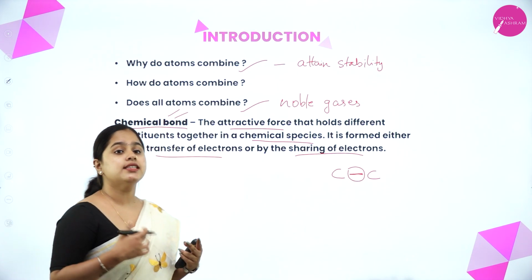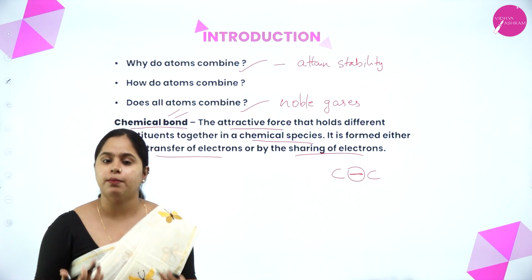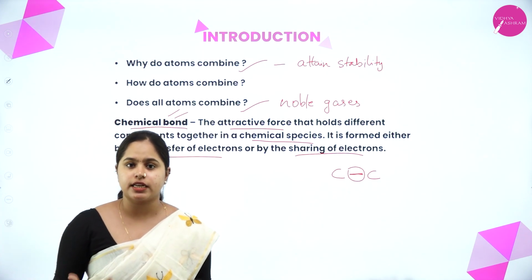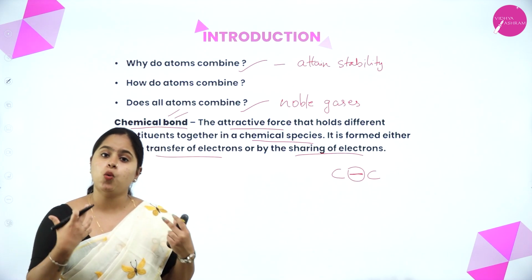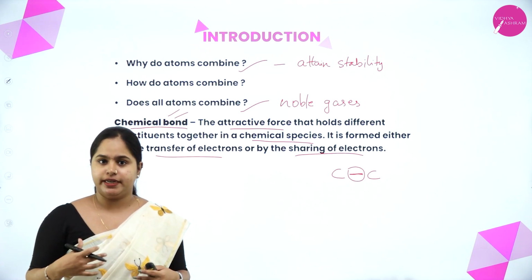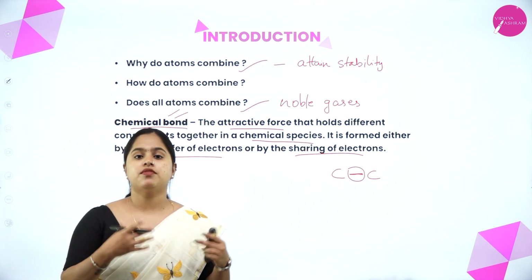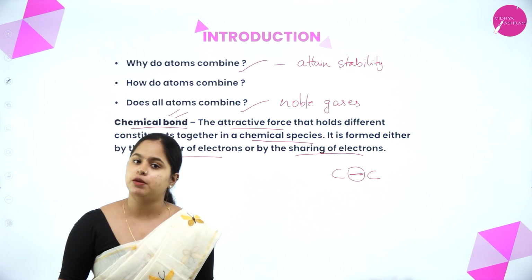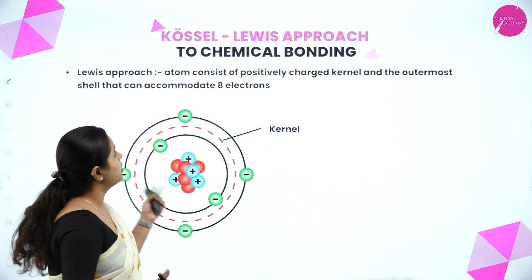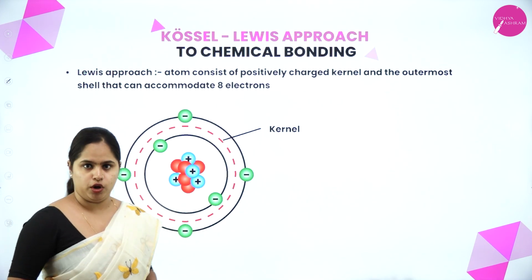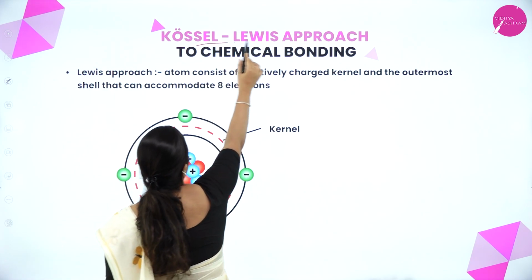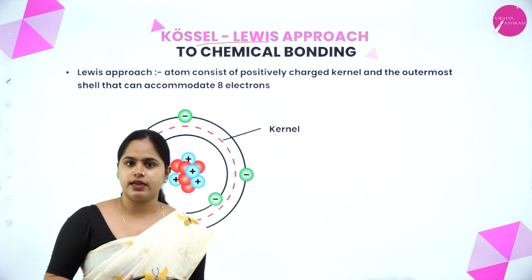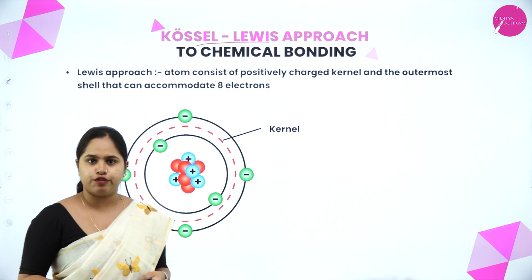Right. So now in detail, we are going to study about chemical bond. Many scientists proposed many theories on chemical bonding, how exactly chemical bonding will take place. In this chapter, we will be studying in detail about the chemical bonding theories which were given by different scientists. So we are beginning with the KÖSSEL-LEWIS approach to chemical bonding. How did they approach? How did they explain the chemical bonding that is present in the different compounds?